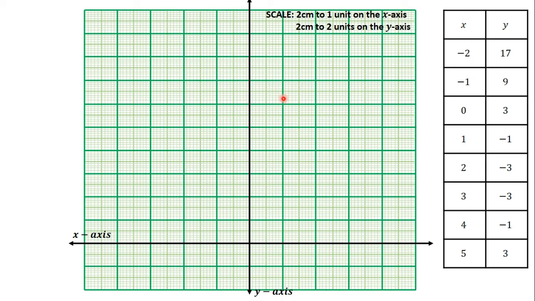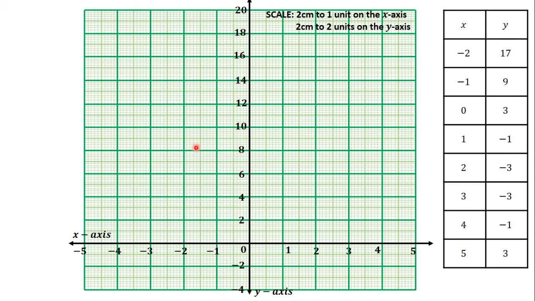Now, let's use the scale given to us to number the x and y axis. On the x-axis, we are using a scale of 2 centimeters to 1 unit. This is the origin, so here will be 0. Then we will have minus 5, minus 4, minus 3, minus 2, minus 1, 1, 2, 3, 4, 5. On the y-axis, we are using a scale of 2 centimeters to 2 units. Here is the origin, so we have 2, 4, 6, 8, 10, 12, 14, 16, 18, 20. And on the negative side, we have minus 2, minus 4.